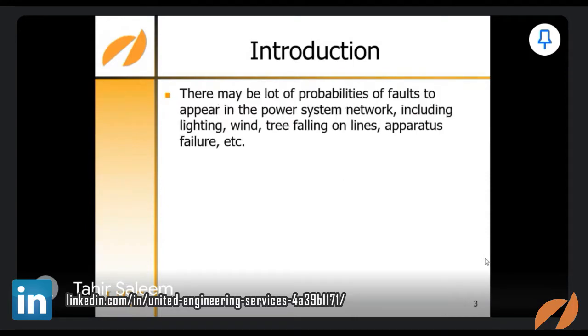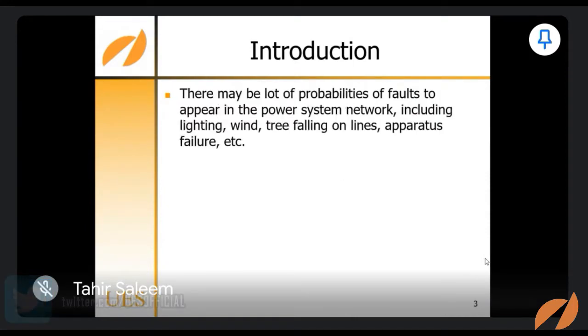There may be many probabilities of faults appearing in the power system network, including lightning, wind, trees falling on lines, apparatus failure, whatever it may be.